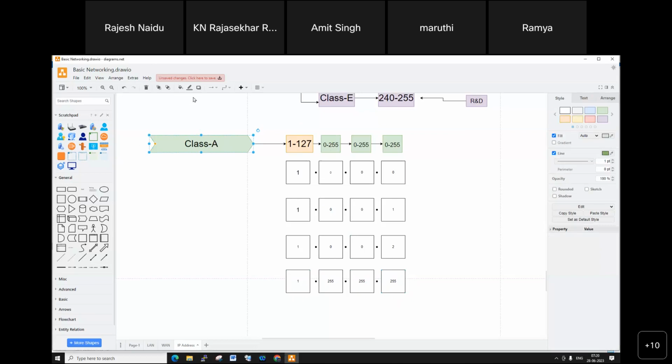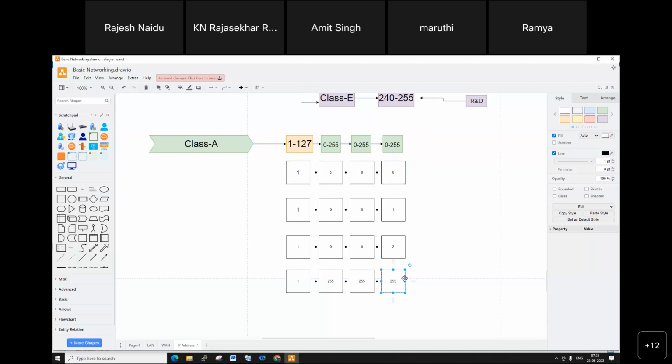Next point is here in the Class A, 1.0.0.0 to 1.255.255.255, how they are segregated based on the Class A range. If you take 1.0.0.0, the IP address ending with 0 and the IP address ending with 255, both are not assigned to the system.